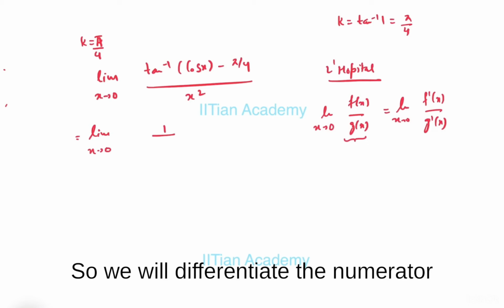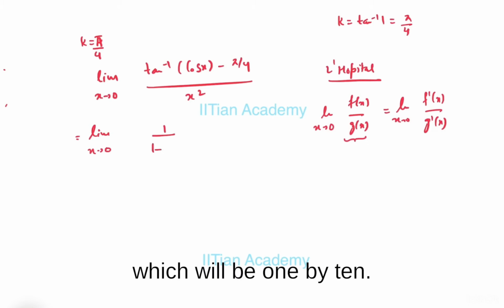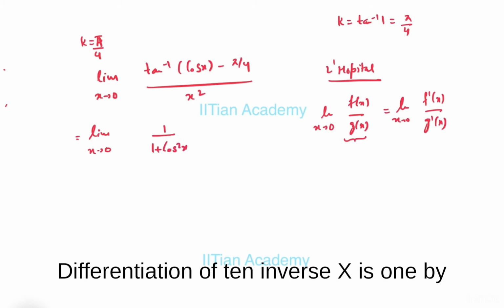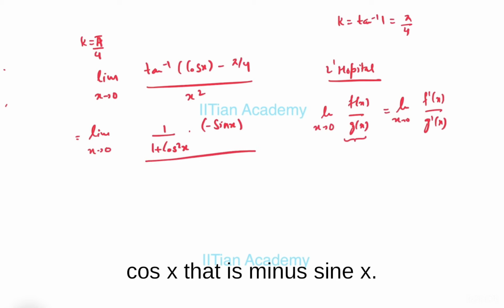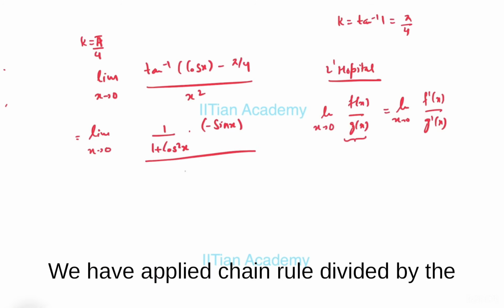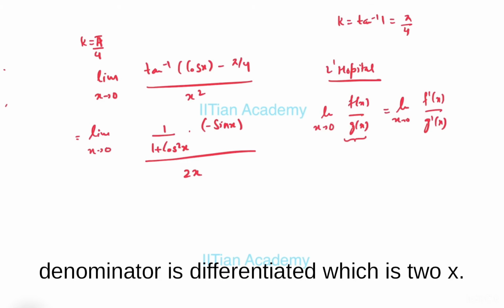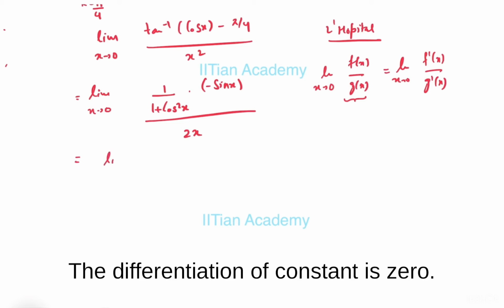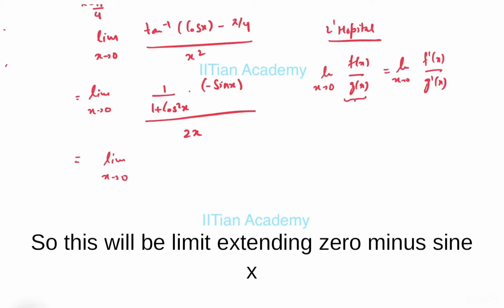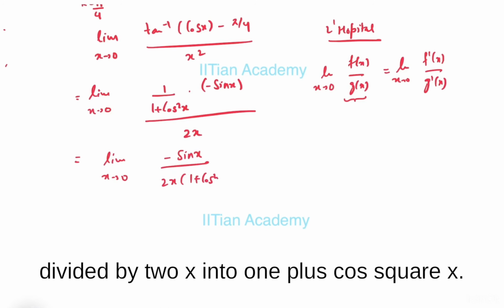So we will differentiate the numerator, which will be 1 by 1 plus cos square x, as the differentiation of tan inverse x is 1 by 1 plus x square, into the derivative of cos x, that is minus sin x. We have applied chain rule. Divide by the denominator differentiated, which is 2x. The differentiation of constant is 0. So this will be limit x tending to 0 minus sin x divided by 2x into 1 plus cos square x.